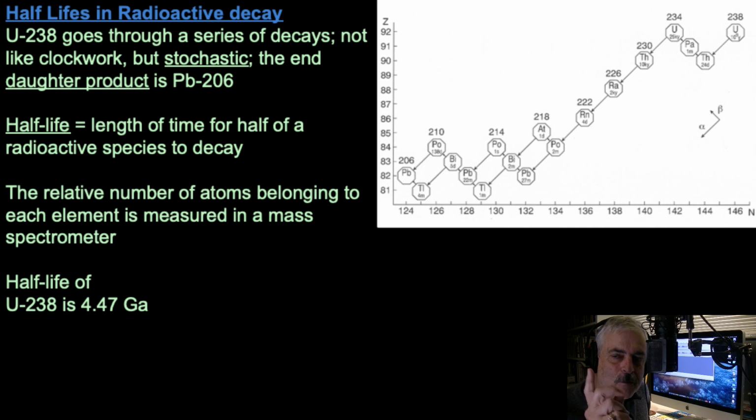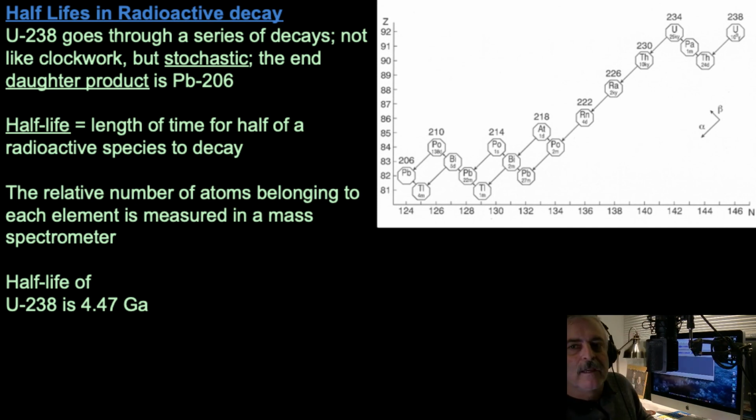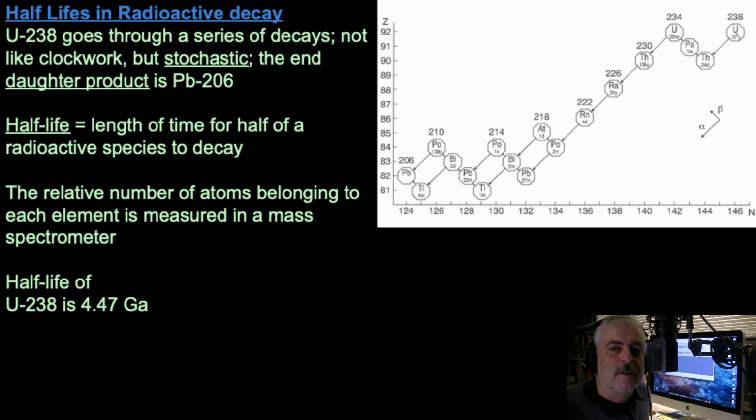It's not like a metronome ticking off radioactive decays. It's more like a stochastic process. In other words, it's more like throwing pennies up and getting an average. So that is the uranium-238 series right here.